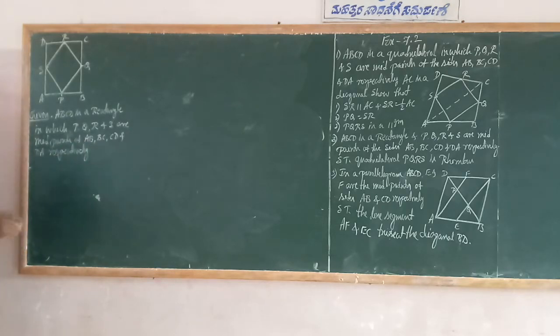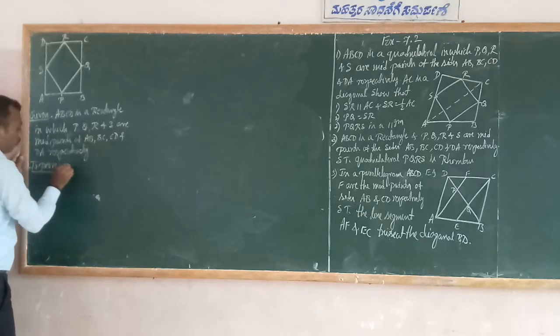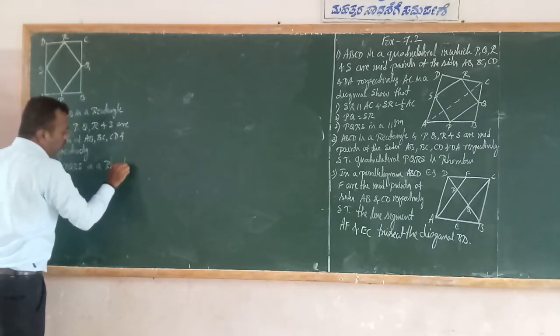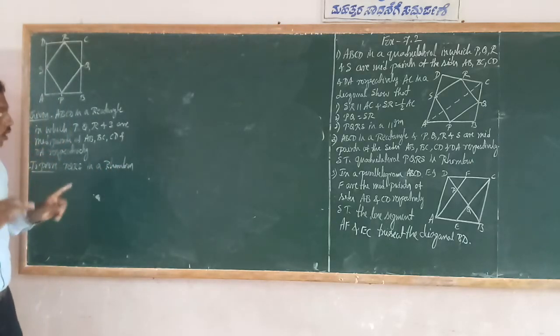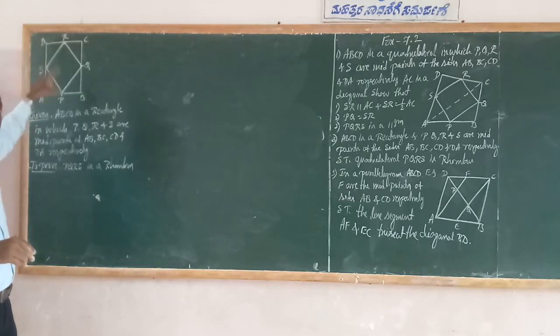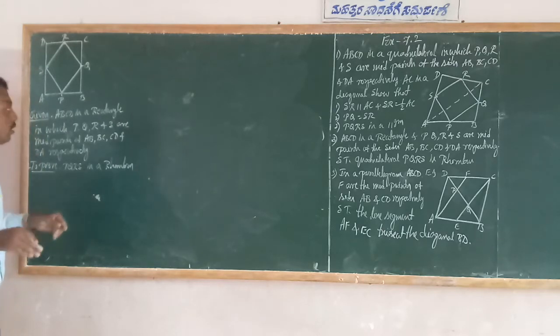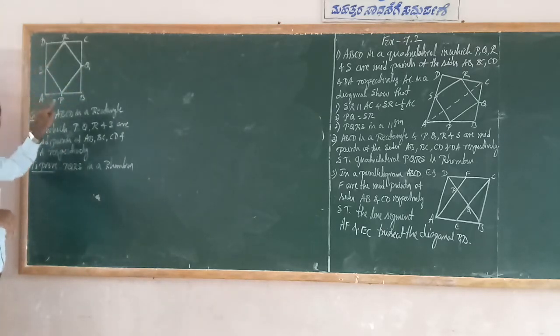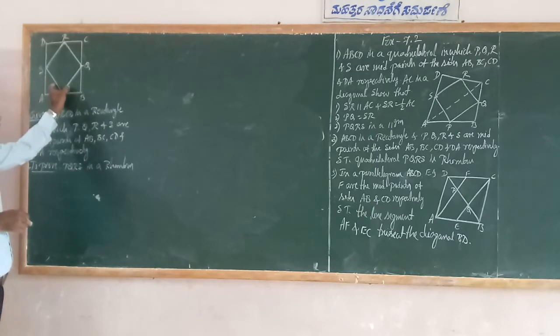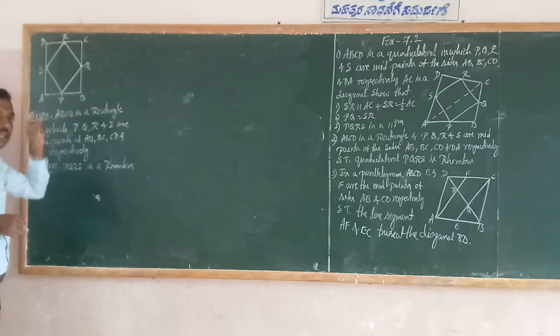Okay. Now, to prove, what we have to show: PQRS is a rhombus. In a rhombus, all sides are equal. So when you show PQ is equal to QR is equal to SR is equal to PS, then it becomes a rhombus. Otherwise, first of all, we have to show that PQRS is a quadrilateral, a parallelogram. In a parallelogram, if the adjacent sides are equal, then it becomes a rhombus.